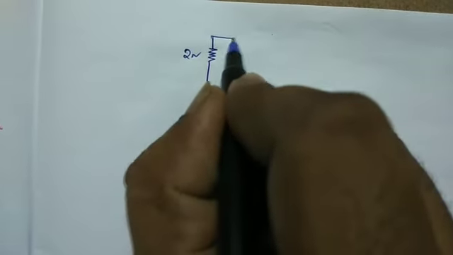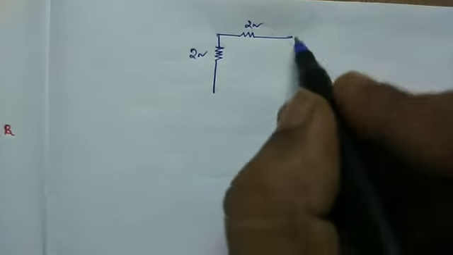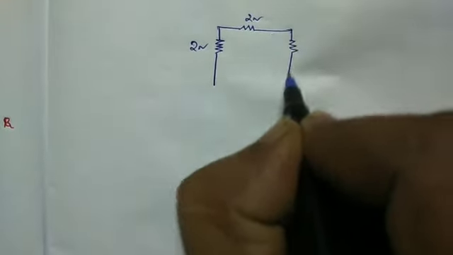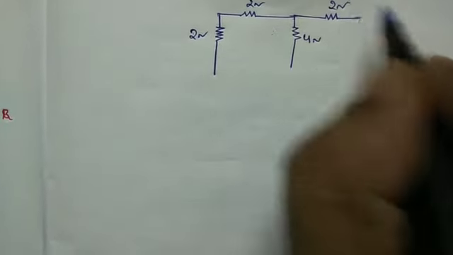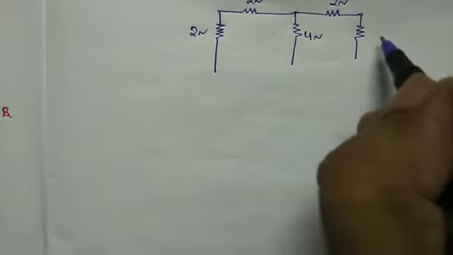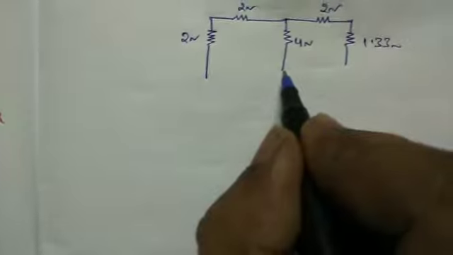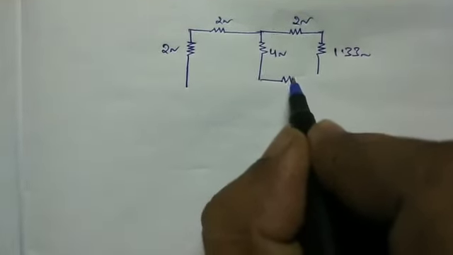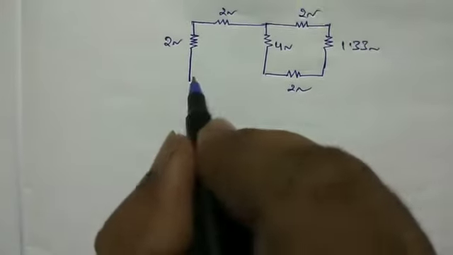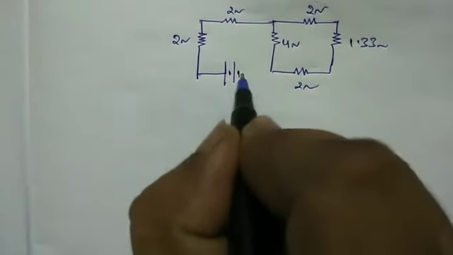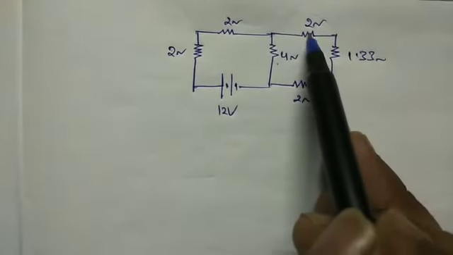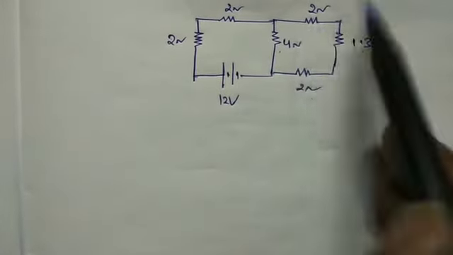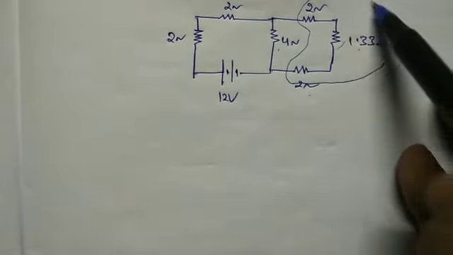Now the new circuit diagram can be redrawn as: this is 2 ohms, and here also 2 ohms, and here 4 ohms, and here 2 ohms, and here 1.33 ohms, and here 2 ohms, and here is the battery of 12 volts. So now across these 4 ohms, the 2 ohms, 1.33 ohms and 2 ohms are in series.